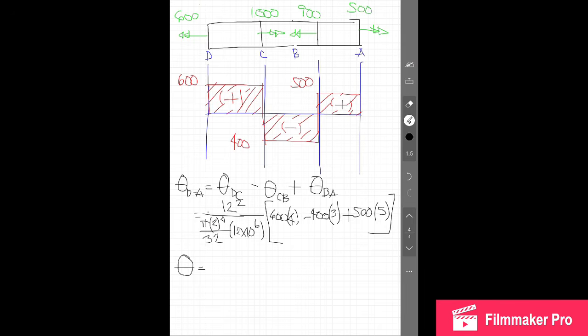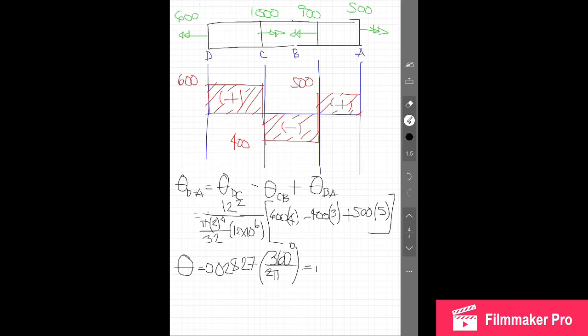So, 12 squared divided by pi times 2 raised to 4 divided by 32 times 1 times 10 to the 6, times 600 times 4 minus 400 times 3 plus 500 times 5. So, napalabas natin ay 0.02827. So, multiply mo. So, again, naka-radian yan. So, multiply mo lang ng 360 degrees over 2 pi rad.